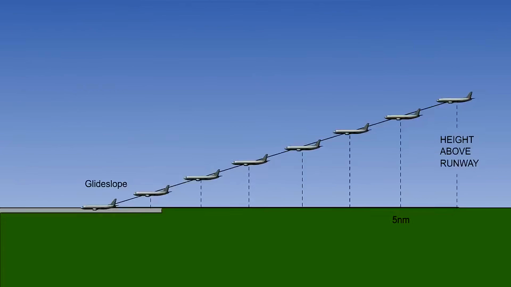Radar-controlled approaches can be either a surveillance or a precision approach. We'll look first at surveillance radar approach, SRA. An aircraft being positioned for final approach will be given a heading to close with the extended runway centerline at a range of at least 5 nautical miles from the runway threshold.